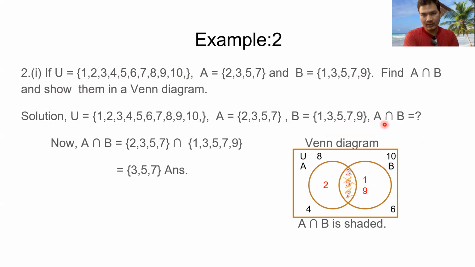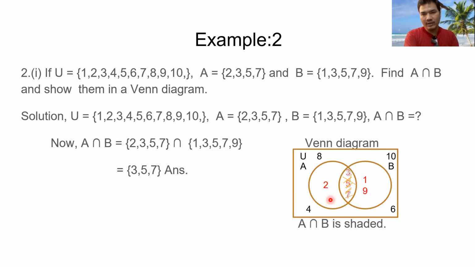And the question asks us to find A intersection B. Now A intersection B, right. Set A is 2, 3, 5, 7, intersection, then set B is 1, 3, 5, 7, 9. And what is common in these two? 3, 5, 7. 3, 5, 7 is common. Write the answer here: 3, 5, 7.